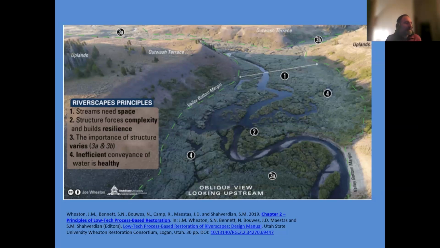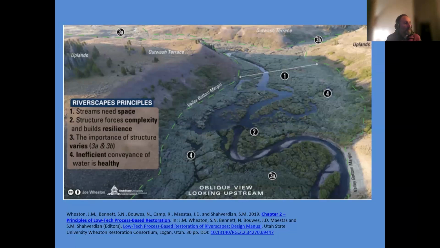They start the low-tech process-based restoration manual with these principles. And the first are 4 principles about riverscapes. And so really just thinking about rivers and what they need, and first, streams need space, right? And structure forces complexity and builds resilience. And by structure, again, we're talking about wood structures.